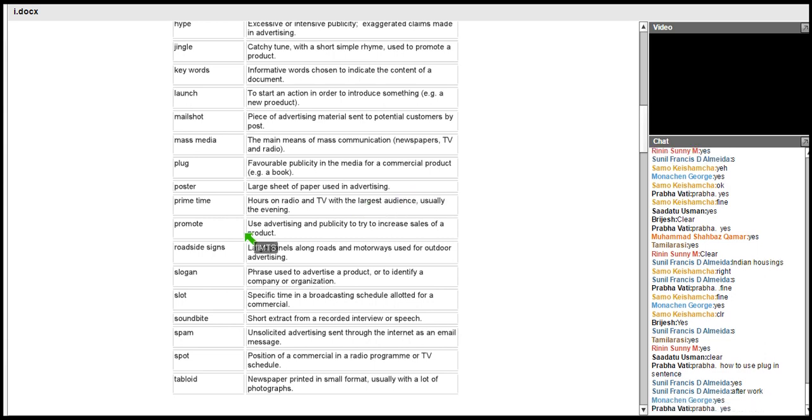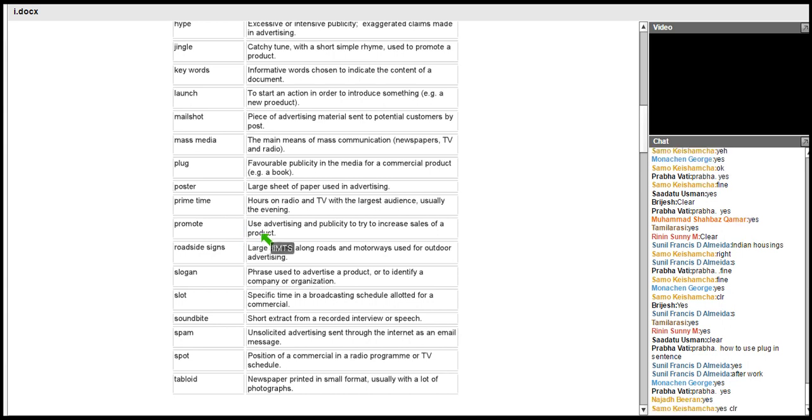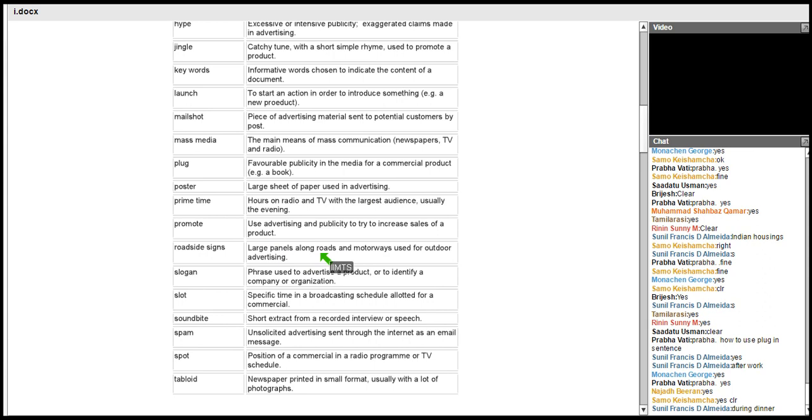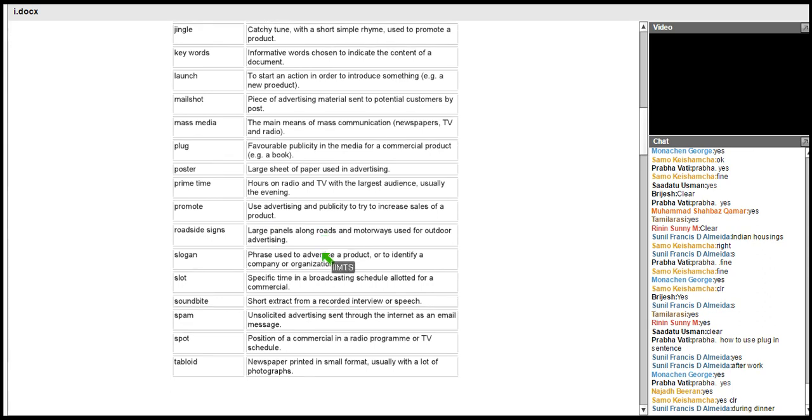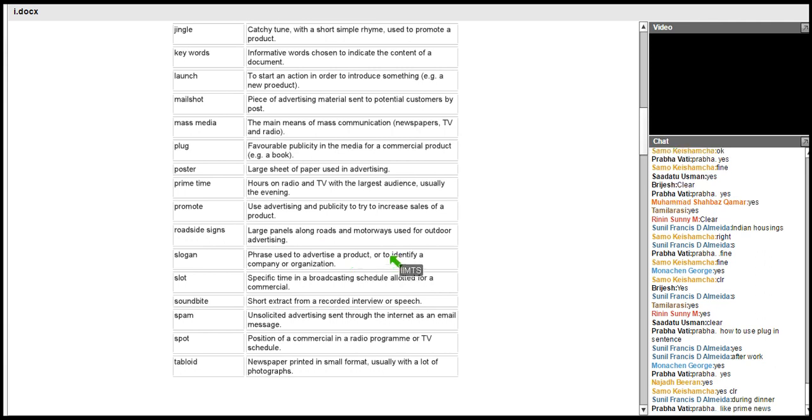Road signs: large panels along roads and motorways used for outdoor advertising. Slogan: phrase used to advertise a product or identify a company or organization.